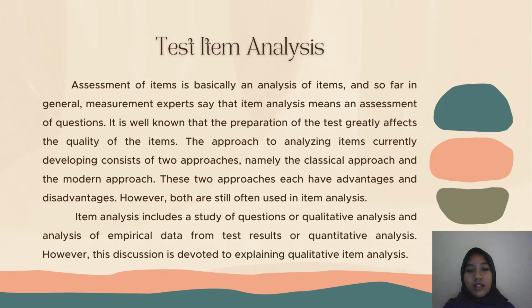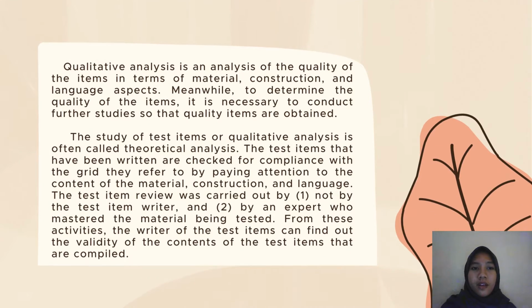Item analysis includes a study of questions, or qualitative analysis, and analysis of empirical data from test results, or quantitative analysis. However, this discussion is devoted to explaining qualitative item analysis. Qualitative analysis is an analysis of the quality of the items in terms of material, construction, and language aspects. Meanwhile, to determine the quality of the items, it is necessary to conduct further studies so that quality items are obtained. The study of test items, or qualitative analysis, is often called theoretical analysis.